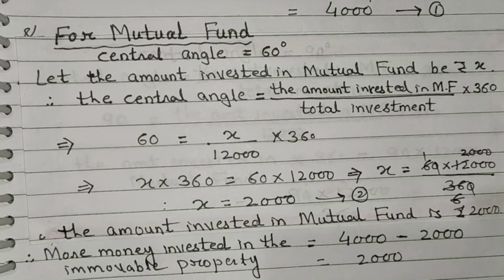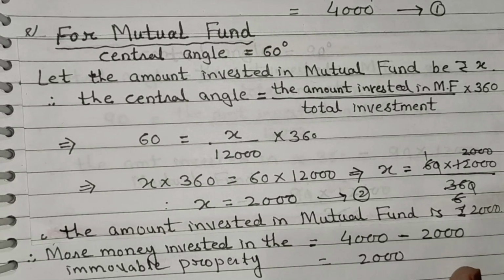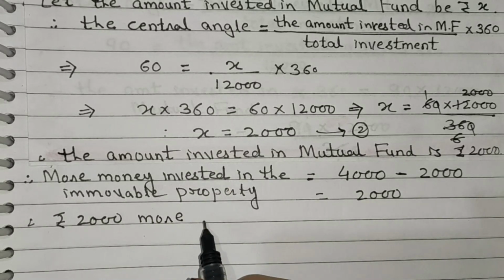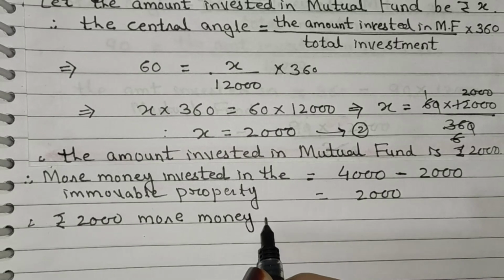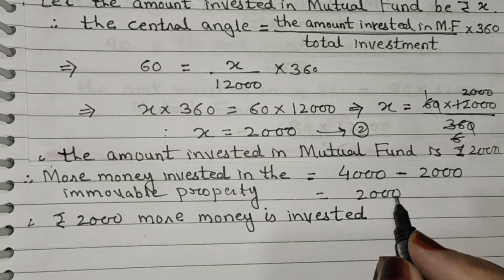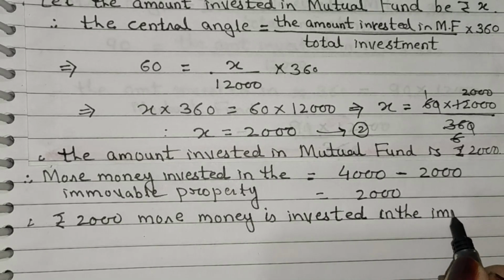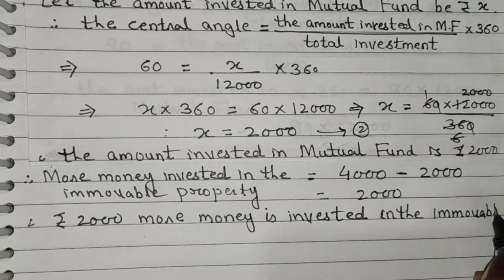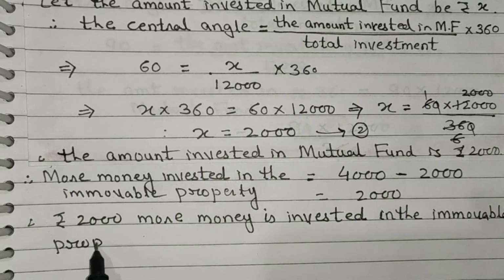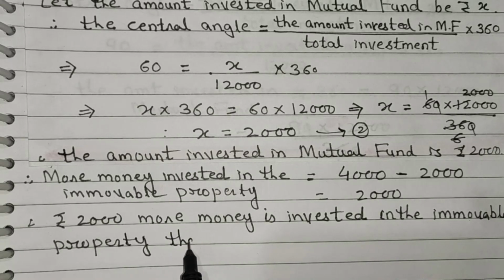Now write down the answer here. Rupees 2,000 more money is invested in the immovable property than in the mutual fund.